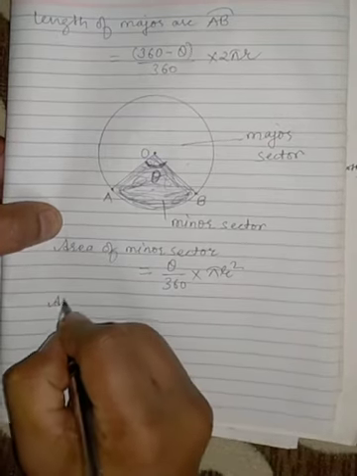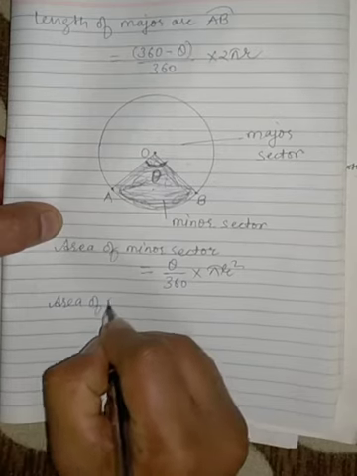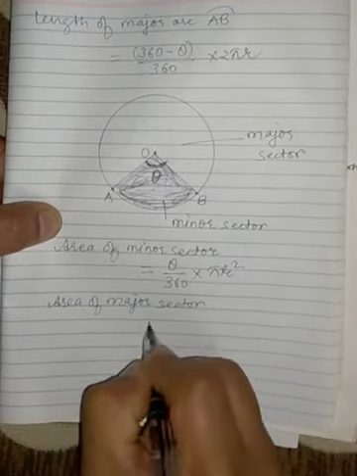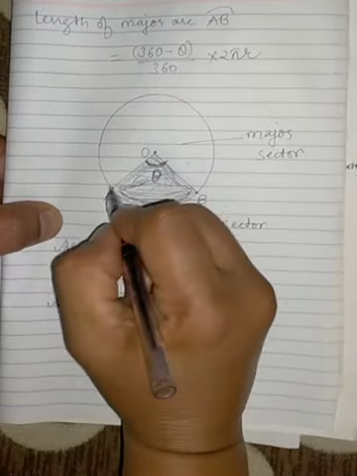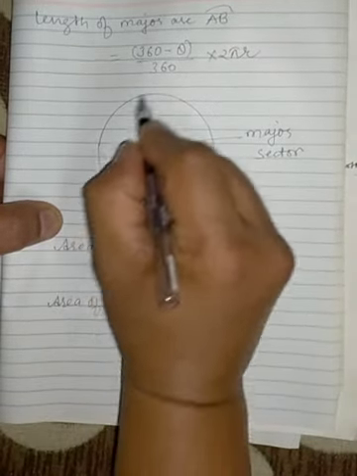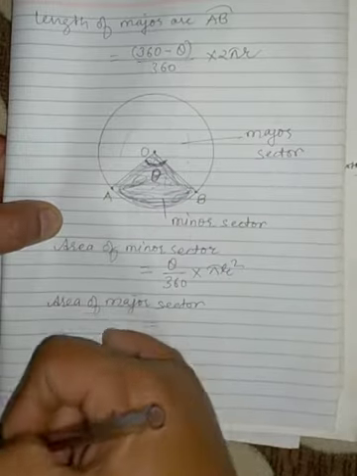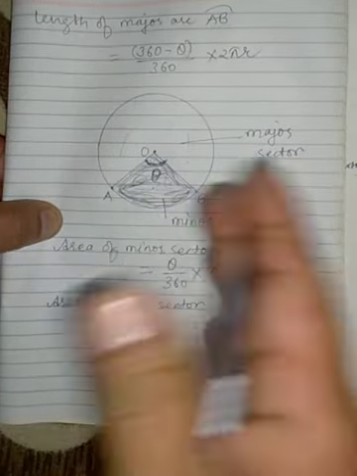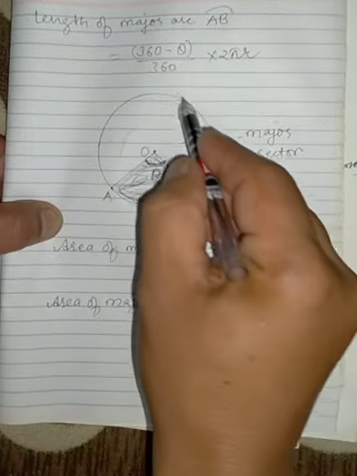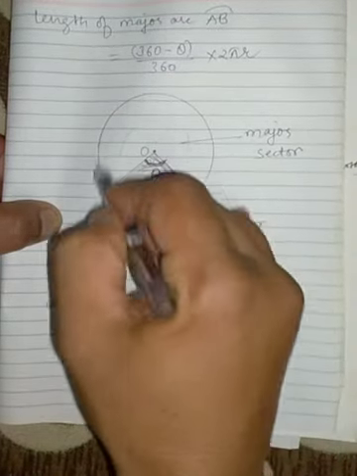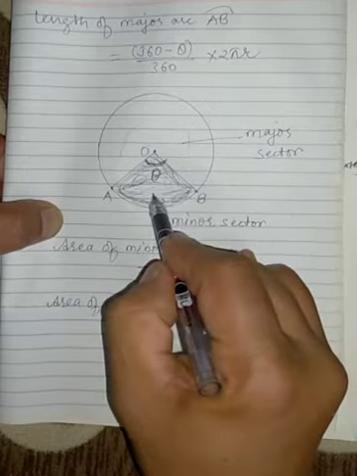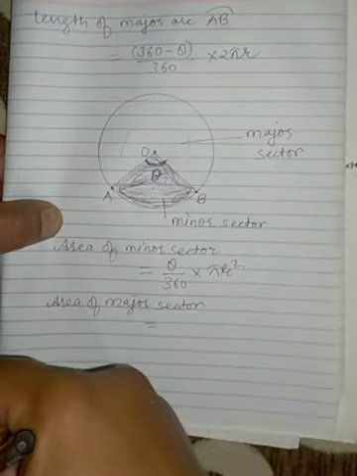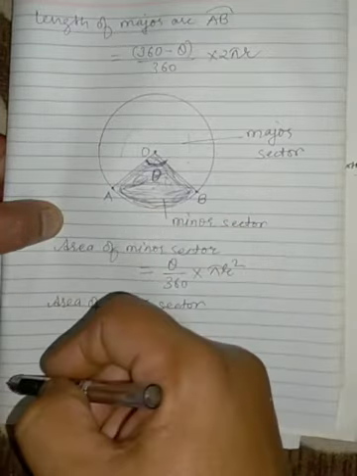And to find out the area of major sector, so major sector means the remaining part of this circle, this part. Now to find out the area of this much, we can do one thing. Either from complete area of circle, which is pi r square, we subtract this part, so we get the remaining, or we can derive the formula for this.